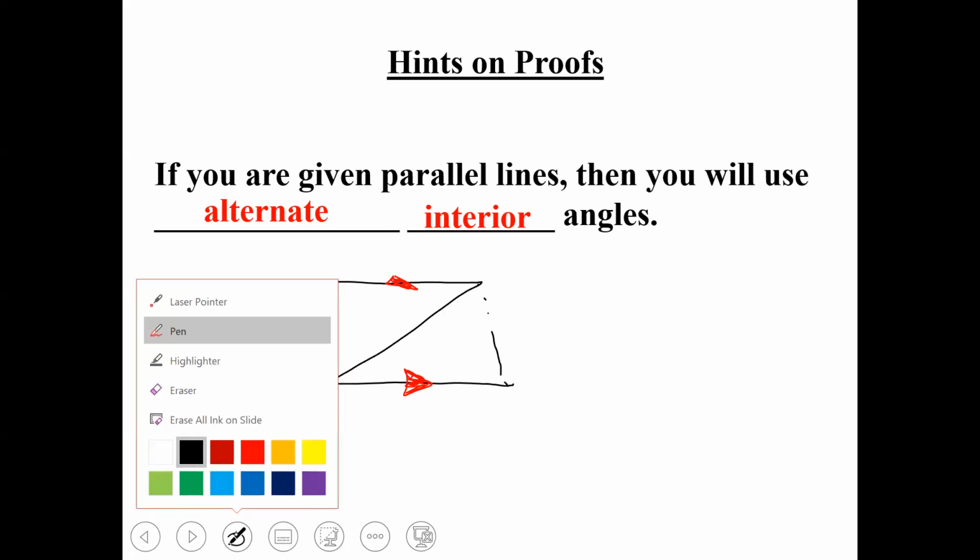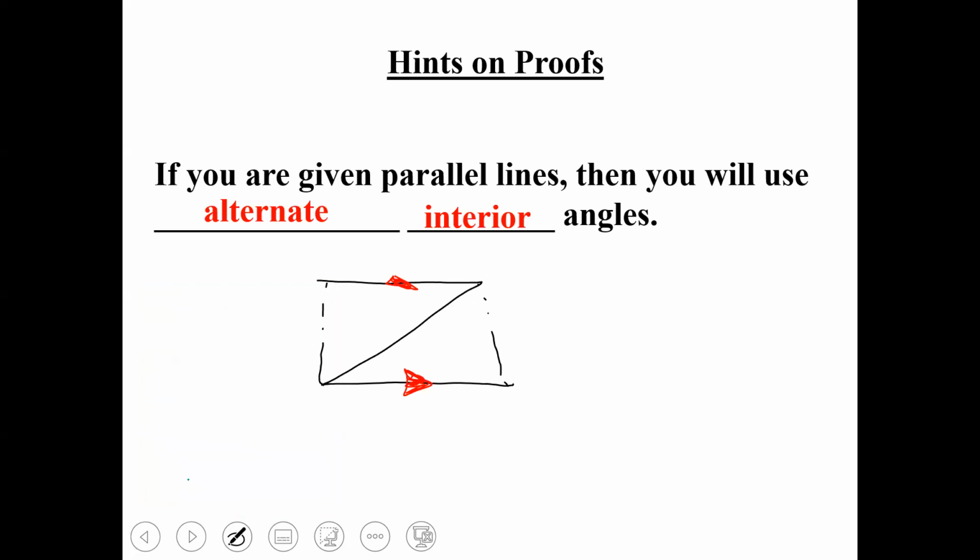Look for the Z to figure out where your two sets of alternate interior angles are. It's always going to be a set on this side of the Z, and then it's always going to be a set on the top on the opposite side. Look for the Z.